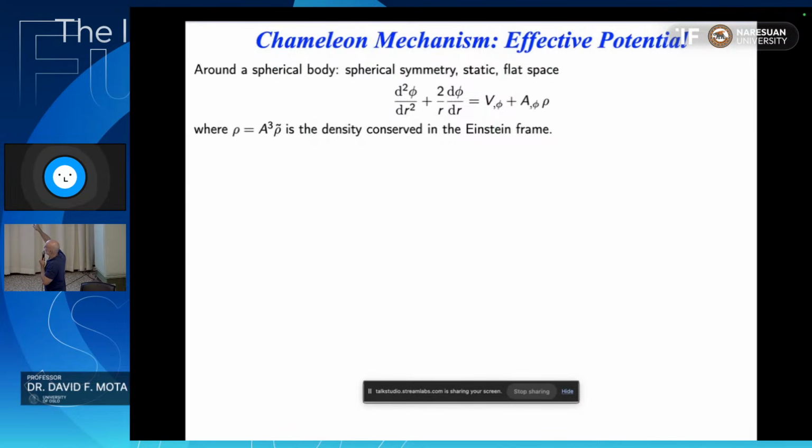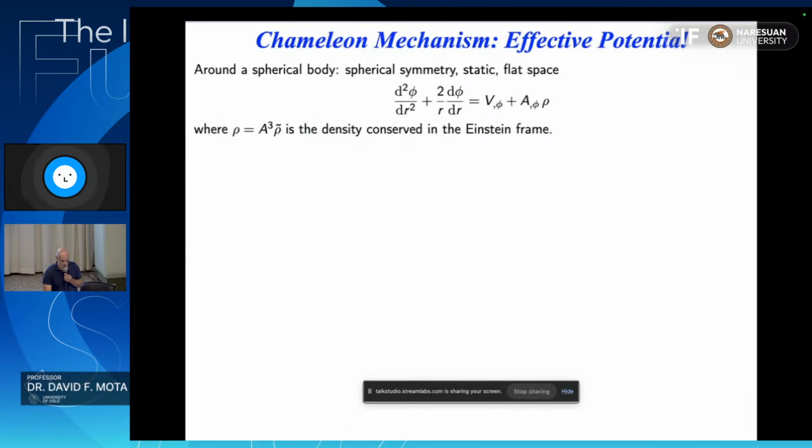So we have rho, the energy density conserved in the Einstein frame, with the so-called conformal coupling to matter. I'm just doing the same exercise. These are the same equations, but now I haven't told you what V of phi is, nor what A of phi is. And that's going to be the question.